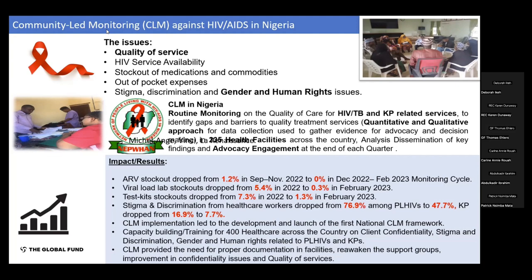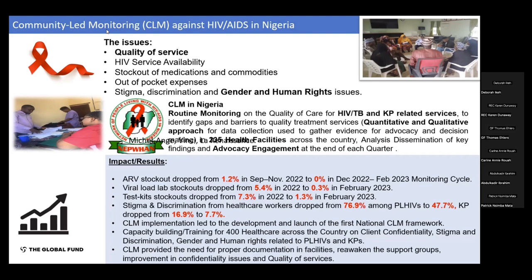Maybe it could be the network. So you could see some of the successes. ARV stock out has dropped from 1.2% in September to November 2022 when we started the implementation of the Global Fund supported CLM implementation to 0% in February 2023 monitoring. This is a huge success due to the advocacy based on the stock out we have recorded.